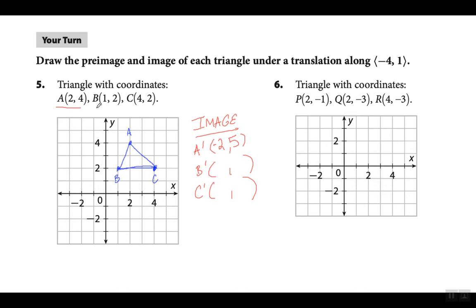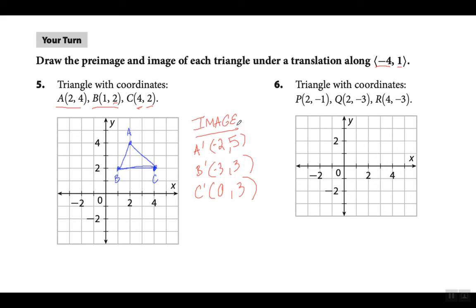Now let me do the same thing with the B coordinates. The x coordinate is 1, and the vector is telling me I got to subtract 4 from the x coordinate. 1 minus 4 is negative 3. The y coordinate is 2, and the vector is telling me I got to add 1 to this number. So 2 plus 1 is 3. And for C, the x coordinate is 4. I got to do 4 minus 4, which will give me 0. And the y coordinate is 2. I got to do 2 plus 1, which is 3.